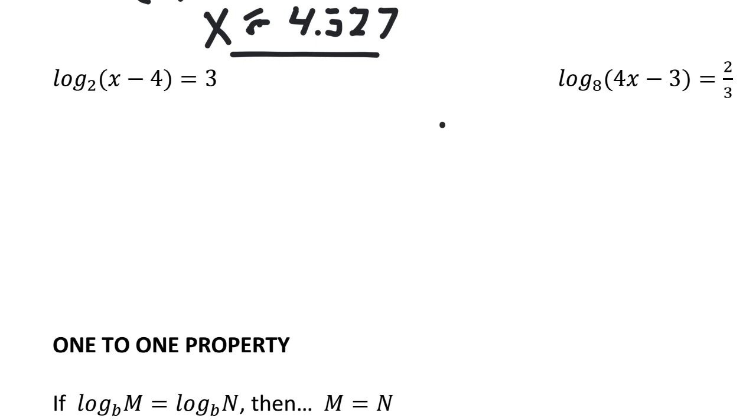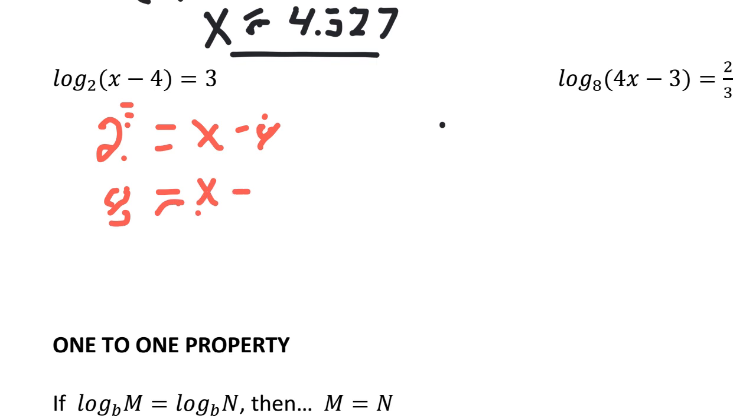Here we've got 2 to the 3rd equals x minus 4. Well, 2 to the 3rd is 8. So 8 equals x minus 4, and we add 4. And we get 12 equals x.